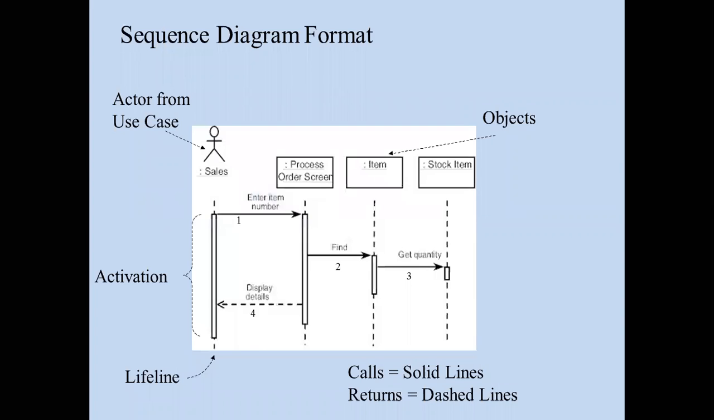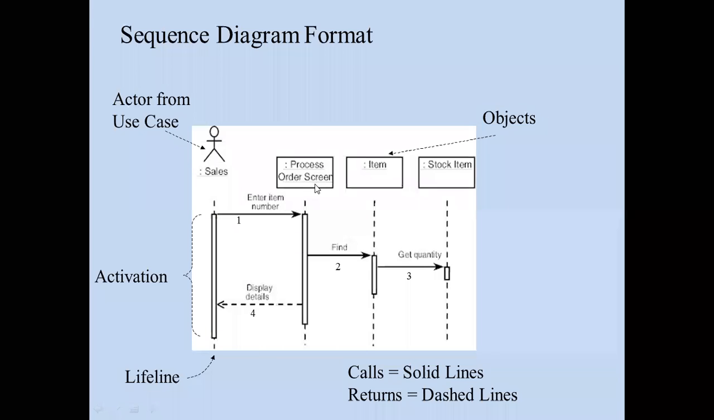Here you can see an example of a sequence diagram. This is the actor from the use case. These are the objects of the classes. These are the activation bars. You can call this the lifeline. These are the calls to the objects, and the dashed line indicates the reply from that object. Here you can see the example, enter item number.